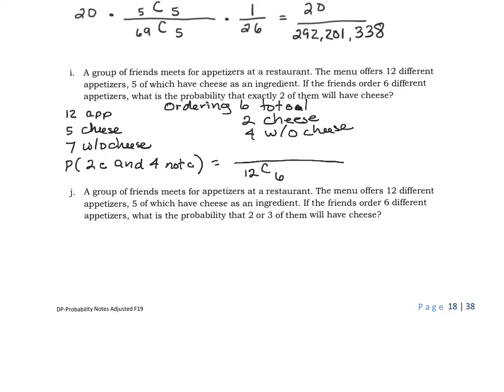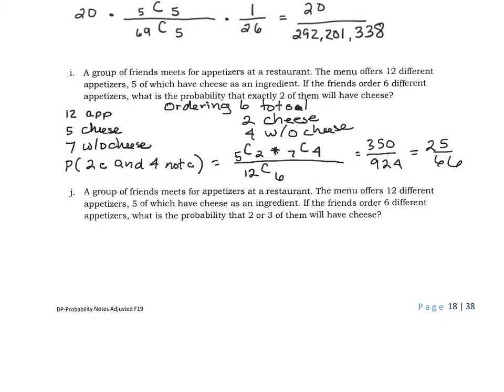Well, we have a specific order here. We want 2 with cheese, and so we have 5 that have cheese and we need 2. And that means we want 4 without cheese. So how many do we have without cheese? 7. And we need 4. So that will give us 350 in the numerator. And in the denominator, that gives us 924. And then when we reduce that, we get 25 over 66.